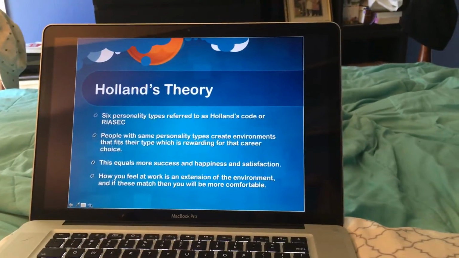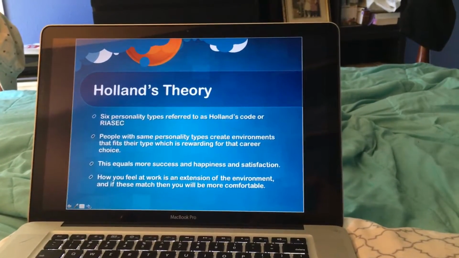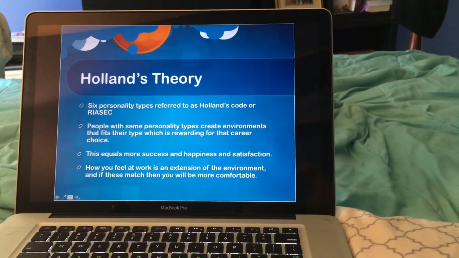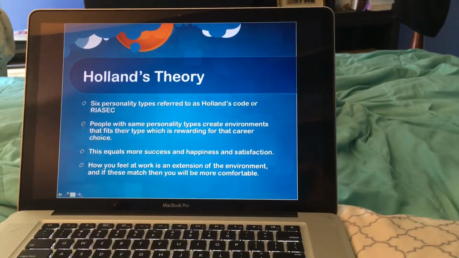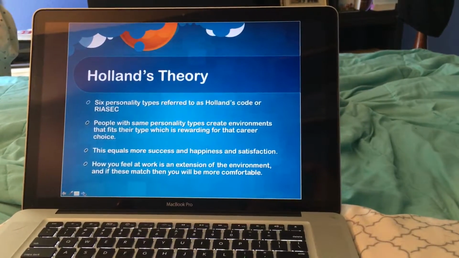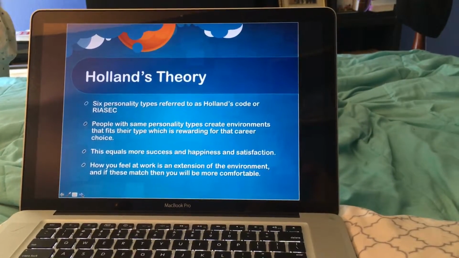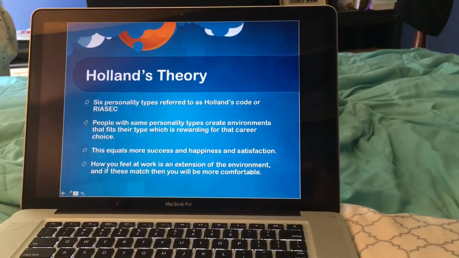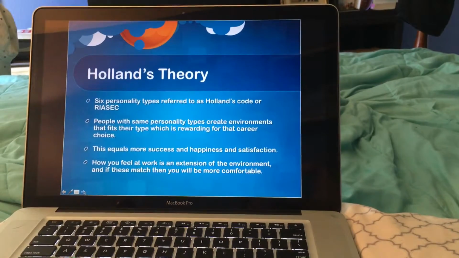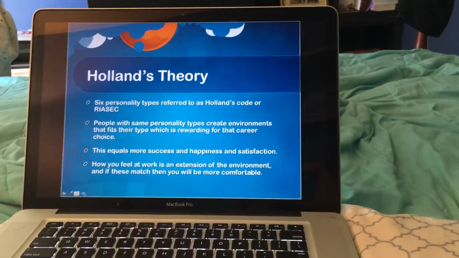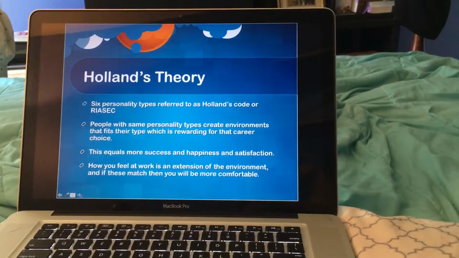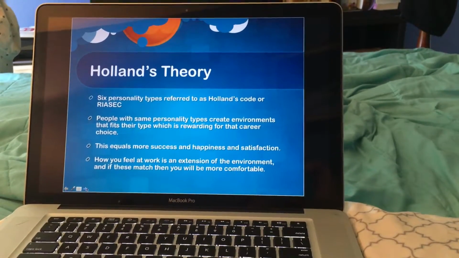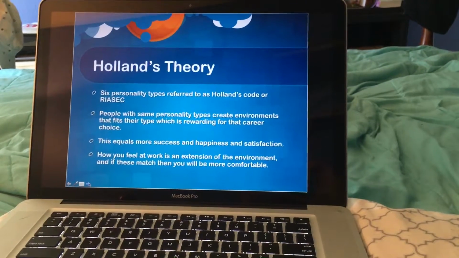The six personality types are referred to as Holland's Code, and again, it's RIASEC. So many times when you see the raw scores, they are coded with those letters. People with the same personality type create environments that fit their type, which is rewarding for that career. This equals more success and happiness and satisfaction. Because a lot of times how you feel at work is an extension of the environment and the people you work with. It's not necessarily just the task you're doing. So when that matches your personality, then you are more comfortable.